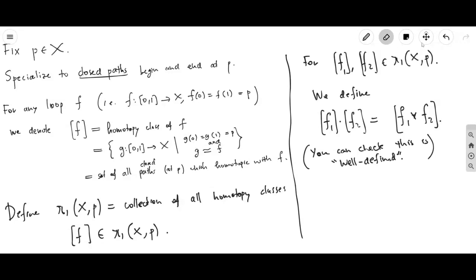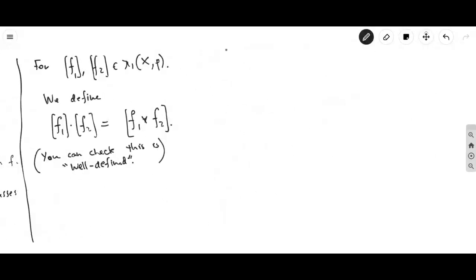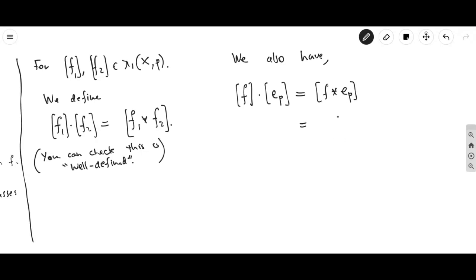And then the other thing is, we also have that if you take the homotopy class of F and you multiply it by the homotopy class of the constant path, then this would be F juxtapose with EP. Now here's the big idea. F juxtaposed with EP in general is not equal to F. They're different functions, but they are homotopic to each other. That's sort of the whole point of this. You might be getting something different, but on a homotopy level, these two homotopy classes are actually the same.